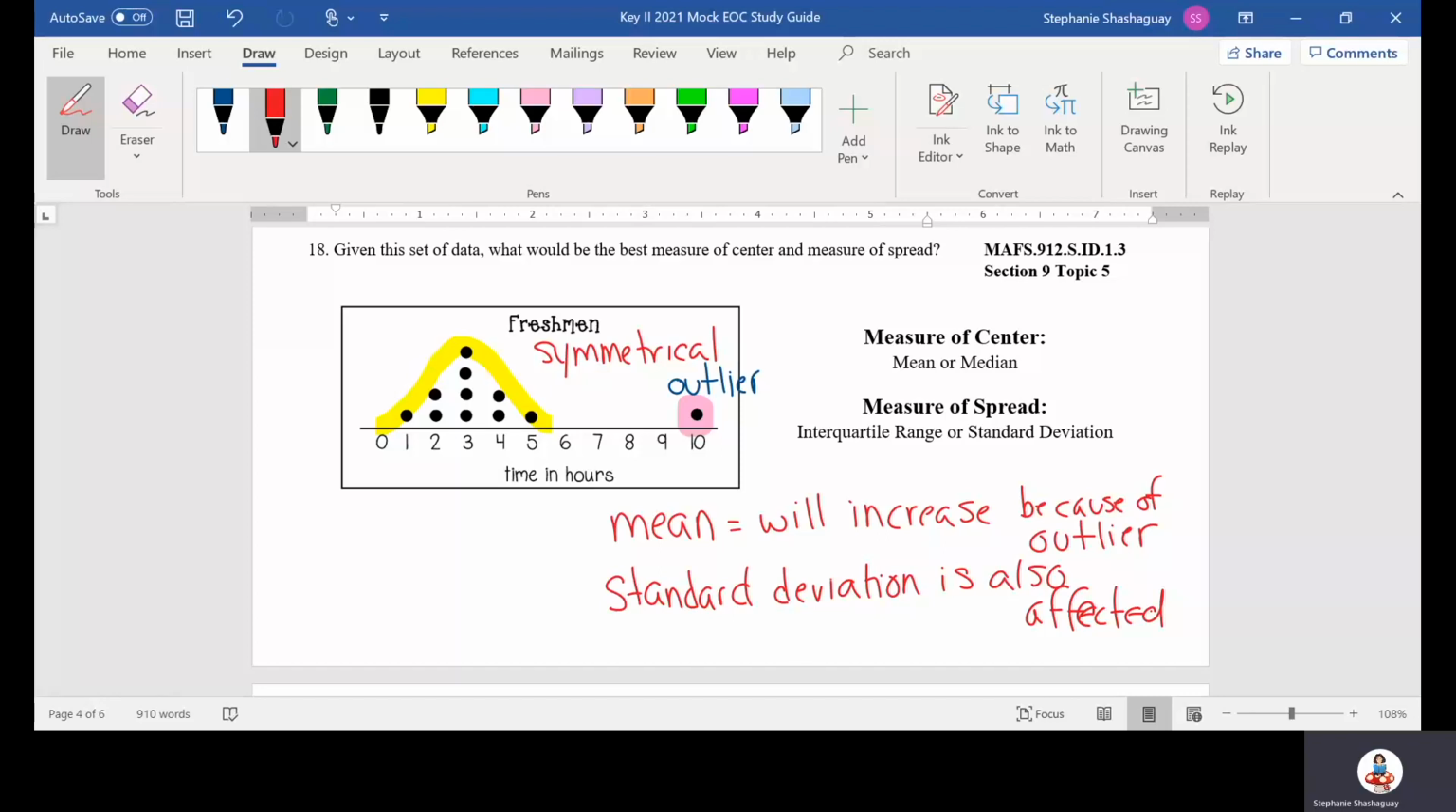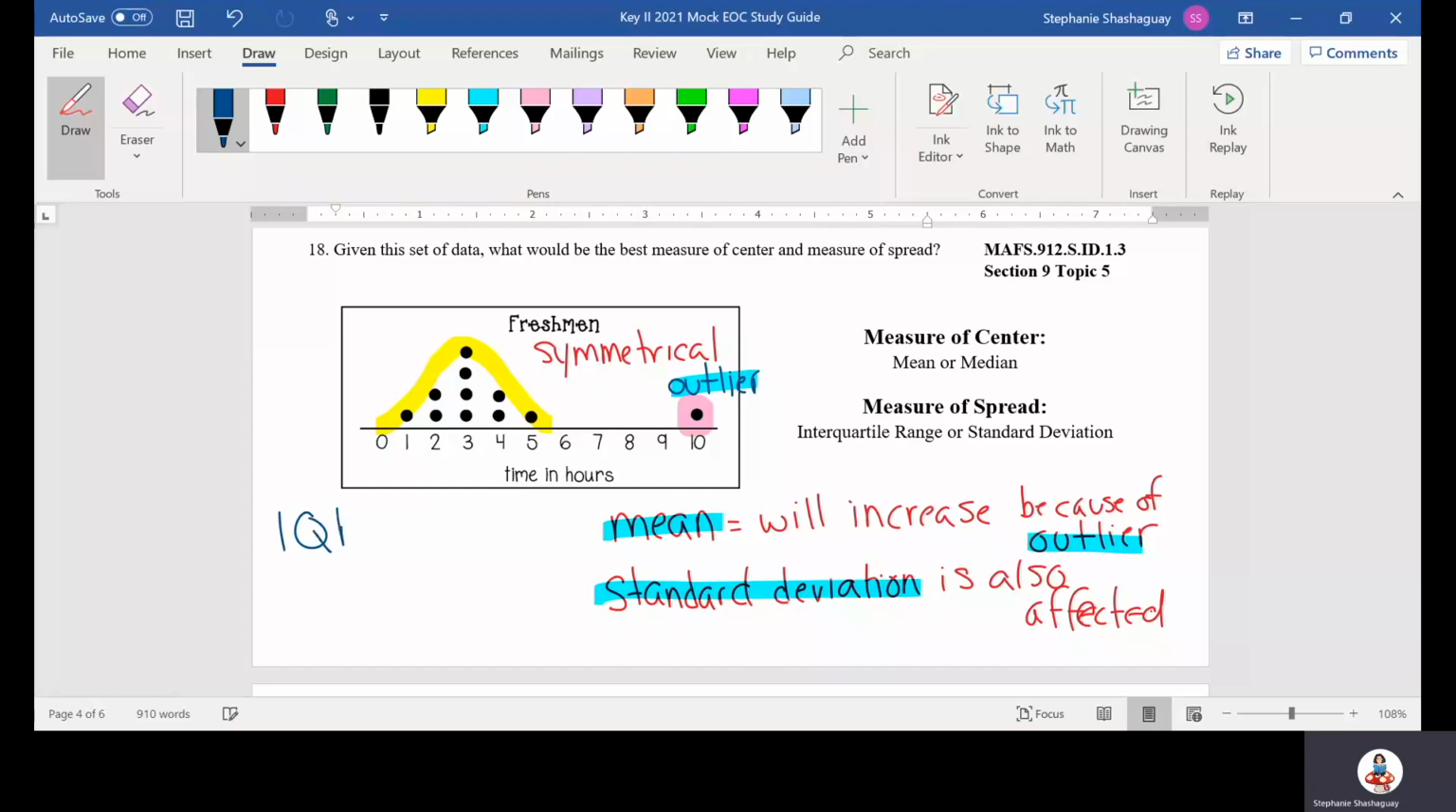Okay, so if we have an outlier, both our mean and standard deviation are going to be affected. However, if you have an outlier, your interquartile range and your median stay the same. So your, I want to write this in.